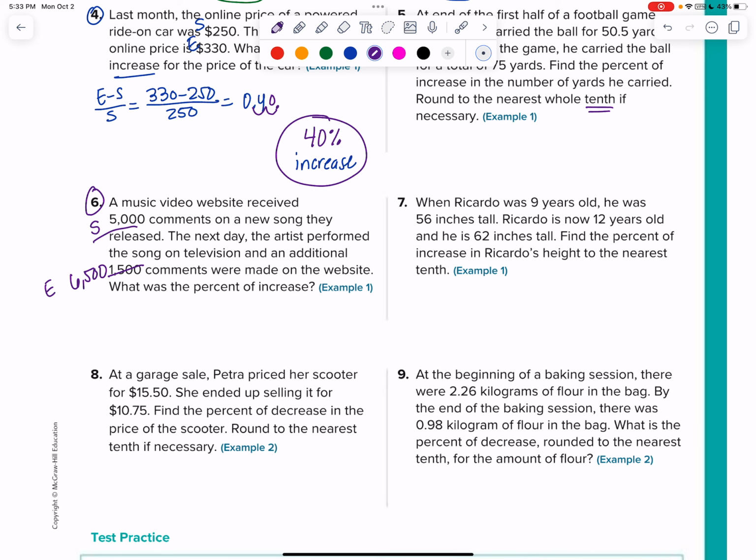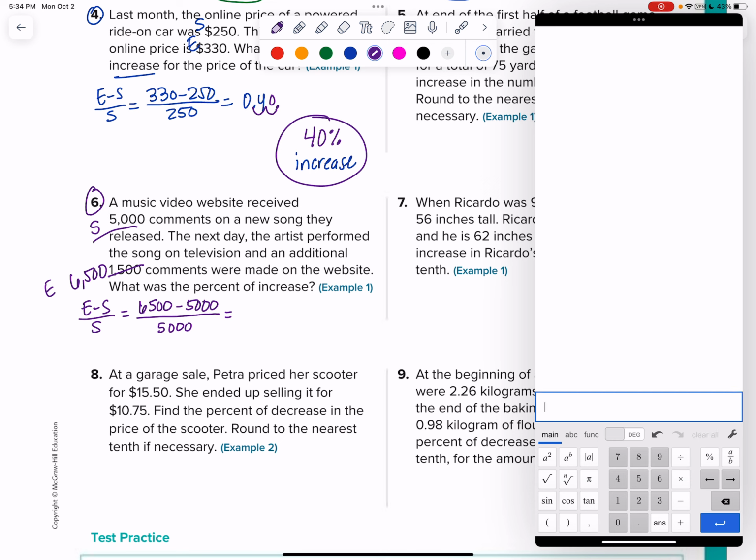So just pause when a problem like that occurs. Let's go ahead and do your routine. So end minus start over start. Our end amount of comments was 6,500 comments, and our start was 5,000 comments. Divided by the start, okay? And let's go ahead and figure this out. So 6,500 minus 5,000, we're left with 1,500. Let's go ahead and type it all up.